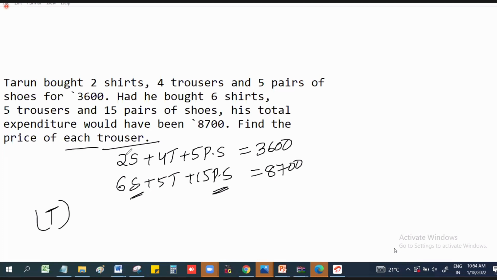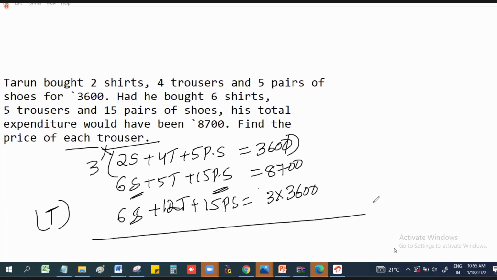So now tell me, what am I supposed to do? I have to multiply my first equation with something. Here there is 6, here 15, here 5, here 2. So if we multiply by a common number, this will get cancelled. Very good. It has to be multiplied with 3. Then my equation will become 6S and 12T plus 15P equals 3 into 3,600.